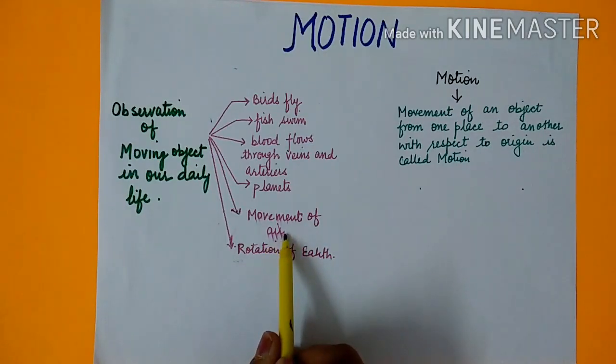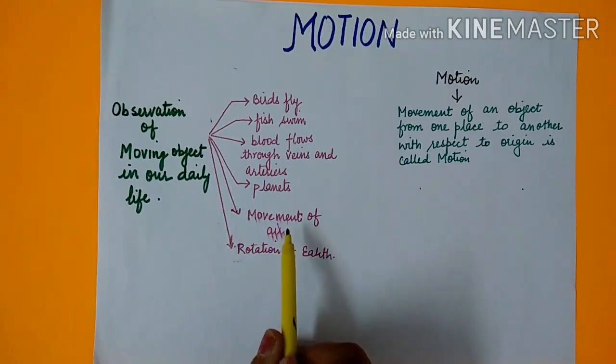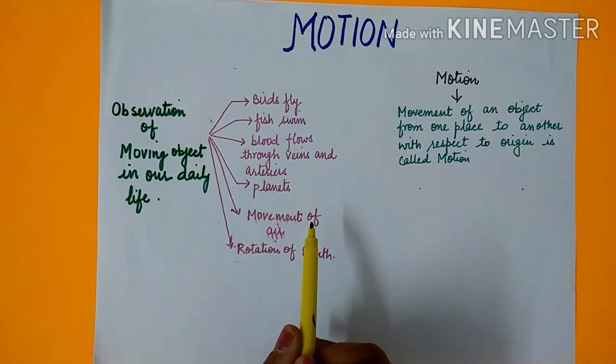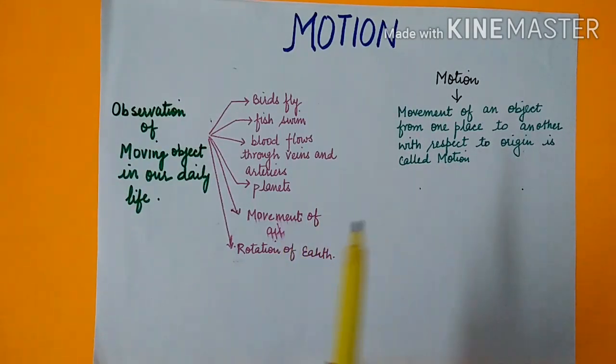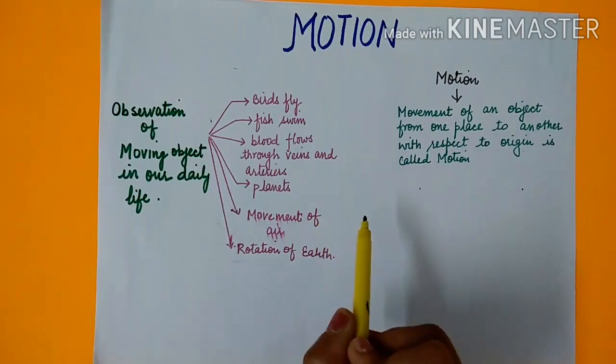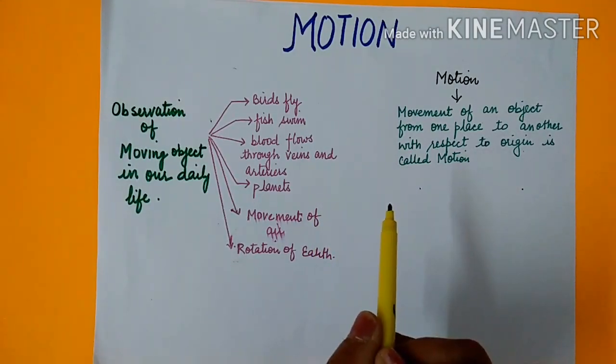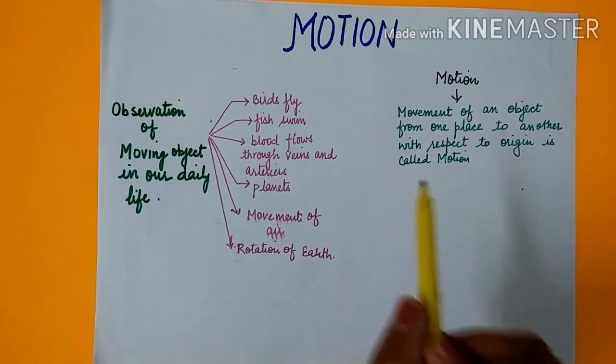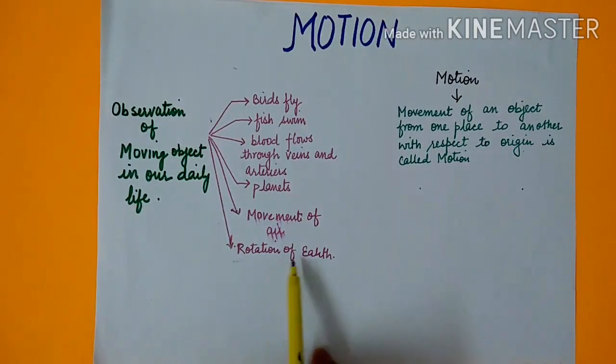How can we identify that movement of air? Even though the air is colorless and odorless, how can we identify the movement of air? We can identify it through indirect evidence. We can identify through movement of trees, movement of leaves, and movement of dust particles that air is moving or air is blowing. Clear? Now last is rotation of earth.